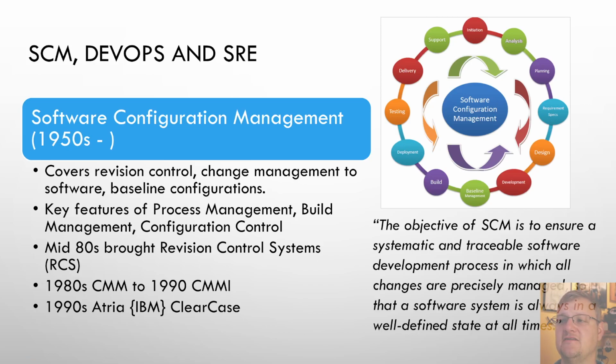In the mid-1980s, they started to add revision control systems to the mix. And we saw the 1980s Capability Maturity Model move into the 1990s Capability Maturity Model Improved, or the CMMI. A lot of these concepts for how we apply process come out of the CMMI and lean engineering. I think the first time we saw a full suite was with Atria ClearCase, and so IBM ClearCase and IBM ClearQuest became a full suite of source code control as well as ticketing. The objective of SCM is to ensure a systematic and traceable software development process, that all changes are precisely managed, and that the software system is always in a well-defined state at all times.